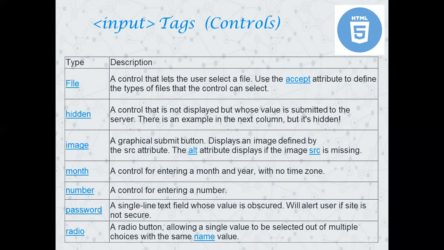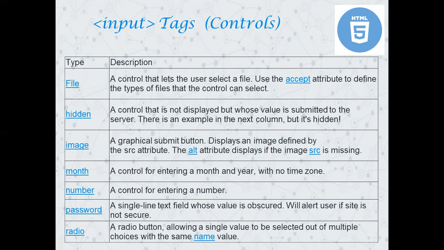Then we have month, which is used with no time zone. Most probably, if you have seen it when you use a credit card, it is considered month and year. When you fill any online application and go to pay for a purchase, you put the month and year of your debit card or credit card. At that time we use this type of tag.